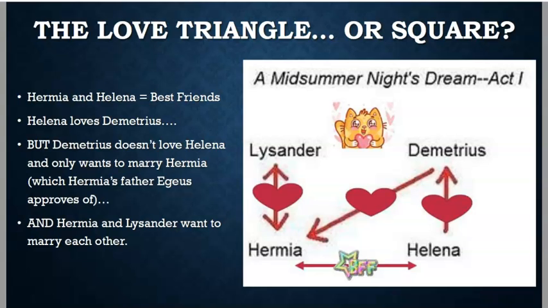So Aegeus, who is the father of Hermia, wants her to marry Demetrius, right? But Hermia does not want to marry Demetrius. Hermia is in love with Lysander. Lysander is in love with Hermia. They want to get married. Okay. Demetrius is also in love with Hermia. But Helena, who is Hermia's best friend, is in love with Demetrius. And Demetrius doesn't want anything to do with Helena. So, oh my.